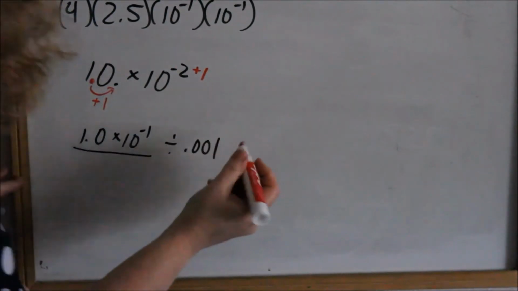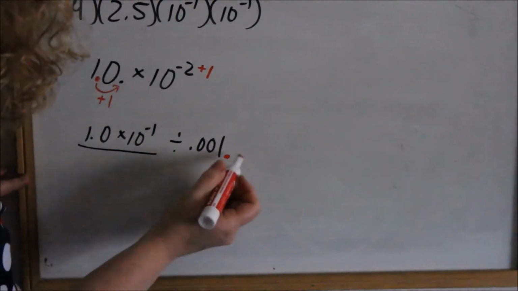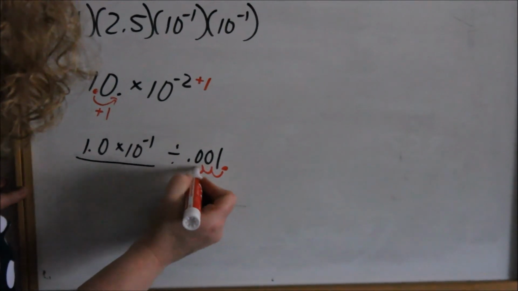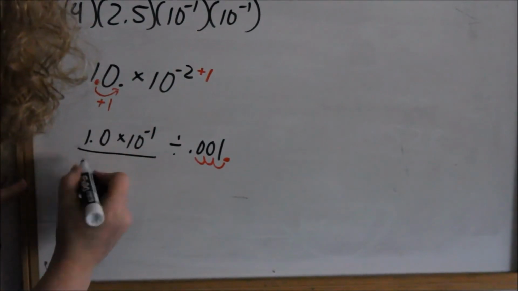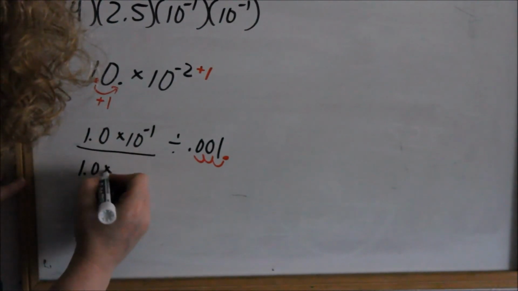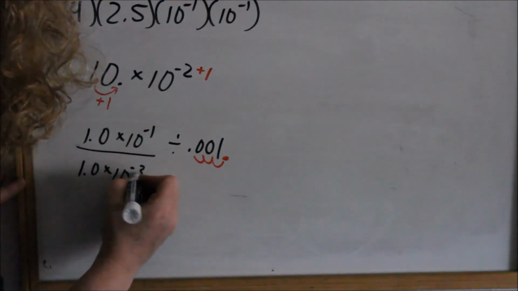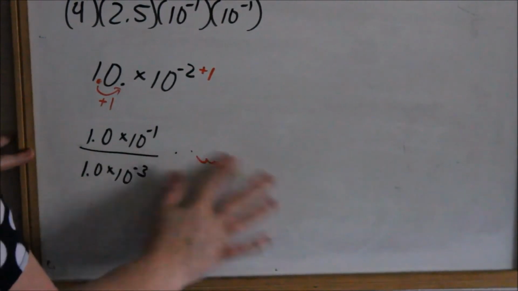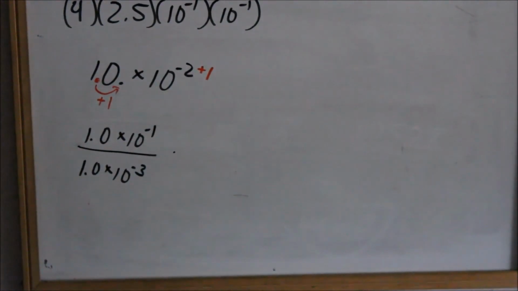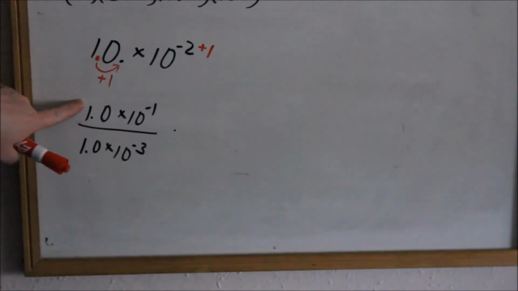So my decimal needs to be after my first significant digit, counting back 1, 2, 3. So to rewrite this in scientific notation, that would be 1.0 times 10 to the negative 3. So I'm going to get rid of that. So now I'm dividing. So now I divide my numbers.